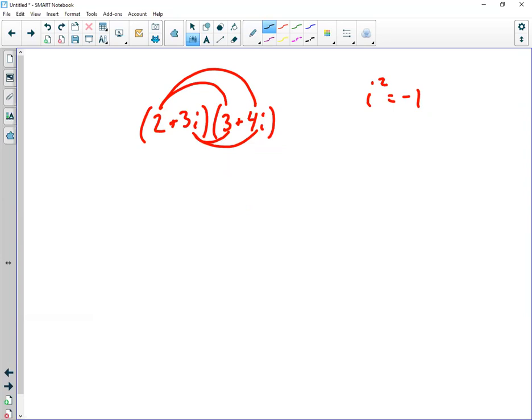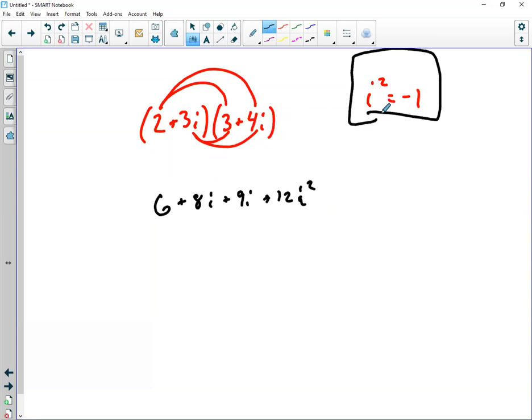So I'm going to do 2 times 3, which is 6. 2 times 4i, which is going to be 8i, 3 times 3i, which is going to be 9i, and then 3i times 4i, which is going to be 12i squared. So it's the exact same thing as normal stuff. Now that being said, I just have to pay attention to this. If i squared is equal to -1, that means this thing right here is equal to -1. So my real equation should be simplified as 6 plus 17i plus 12 times -1.